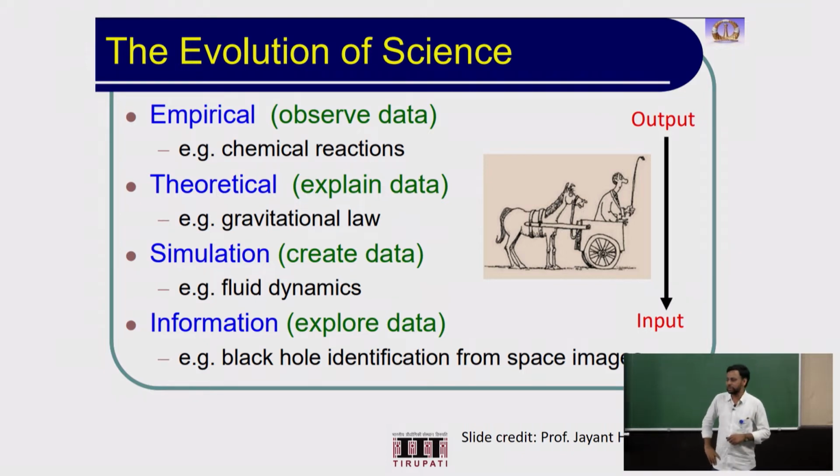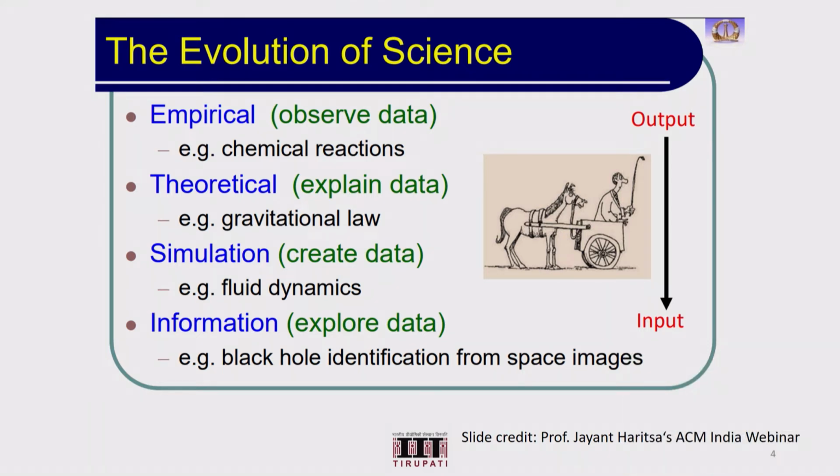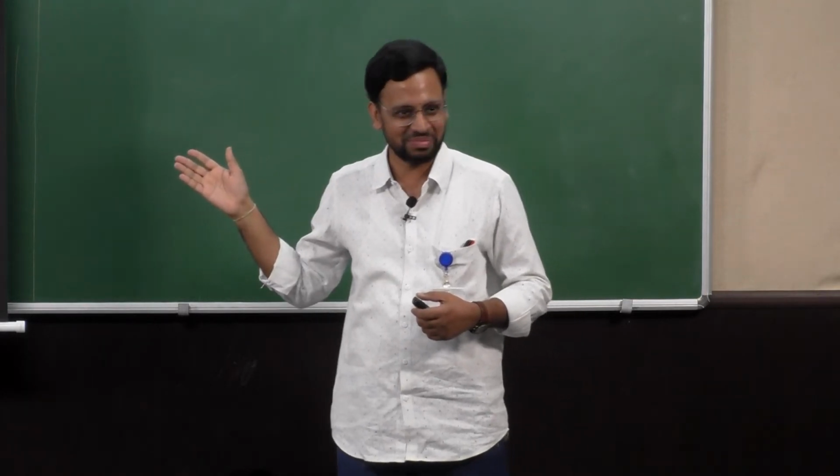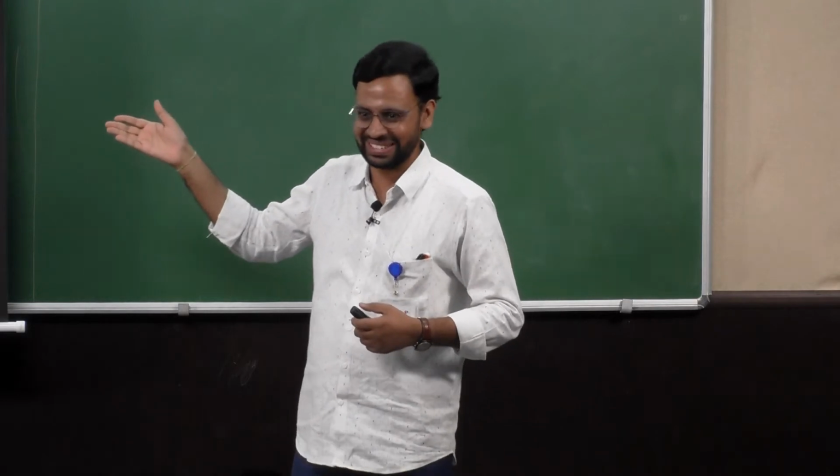Earlier days, whatever conclusions have been drawn, whatever inferences have been made, were all based on empirical data. That means you mix a couple of chemicals, you see something has happened, then you say that you mix this with this and you will get the other one. That is how research has been driven. Then you would see theory developed to explain the data. For example, the gravitational law, W equal to mg, the weight is mass times g.